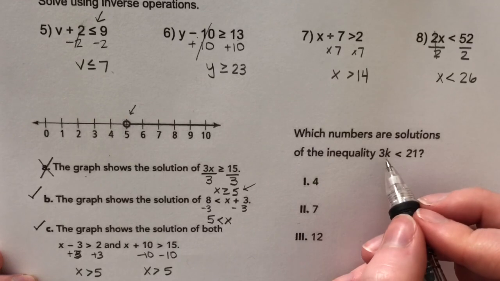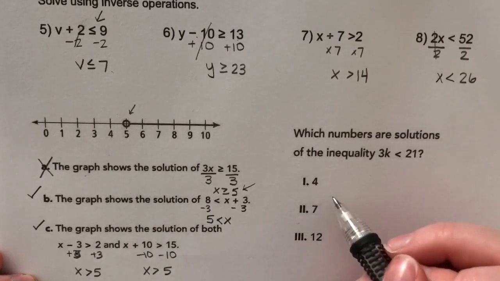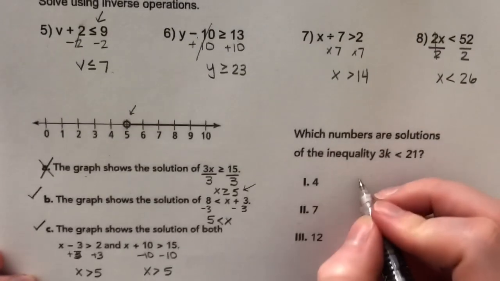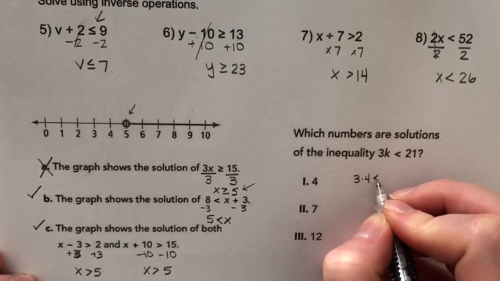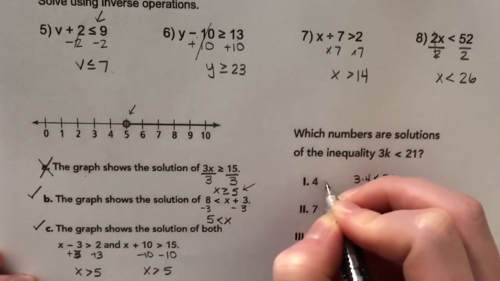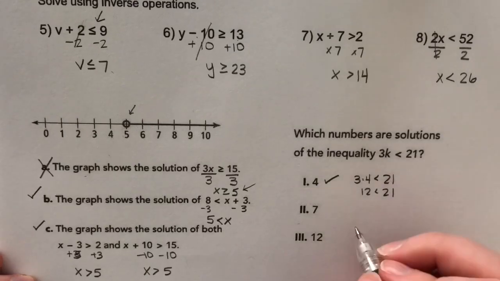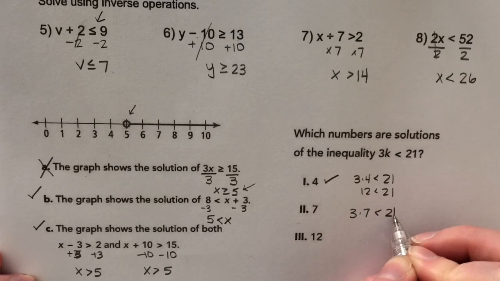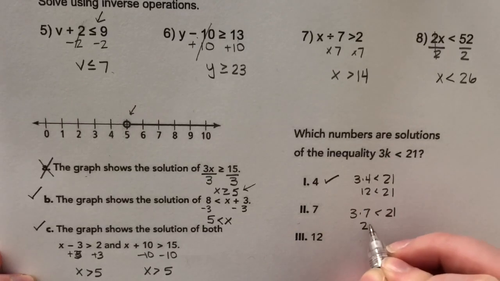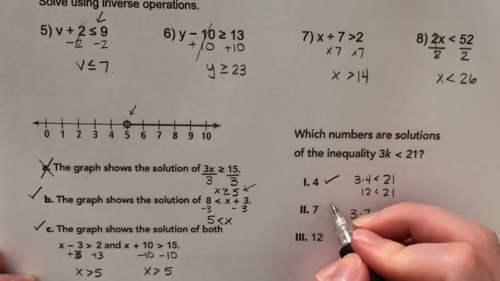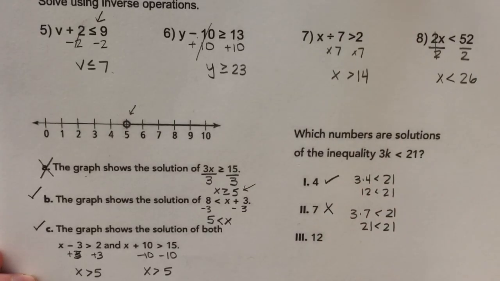Which numbers are solutions to this inequality? So really all I have to check for is just plug 4 in for K and make sure that it's less than 21. So 3 times 4 is, yes, that is less than 21. So that works. 3 times 7, is that less than 21? See, this is what's interesting. I get 21. Is 21 less than 21? That would be a no. 21 is equal to 21.